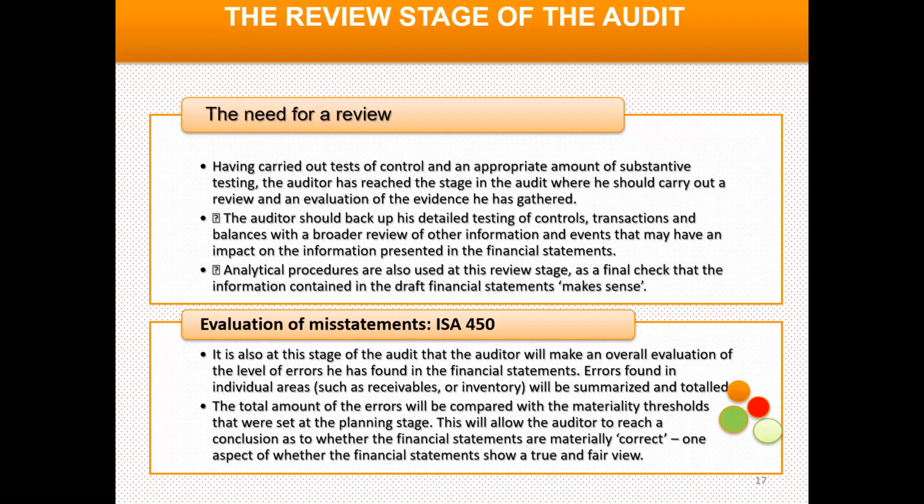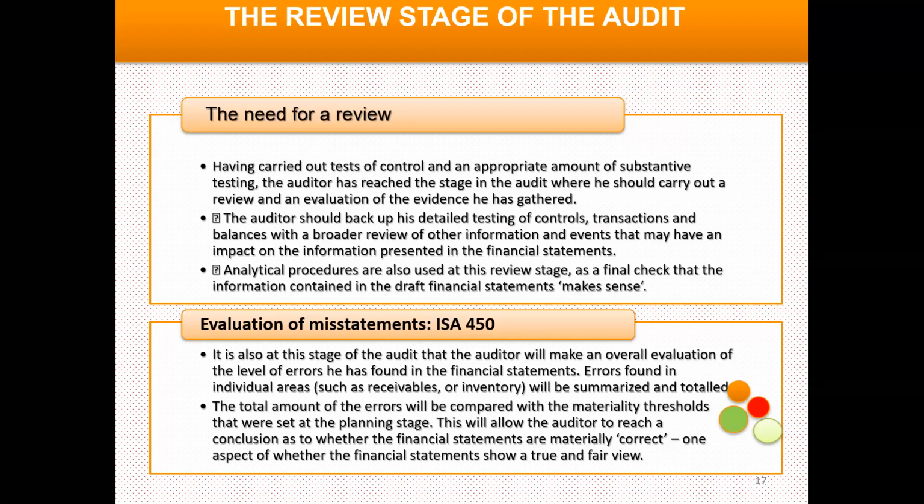Now let's look at evaluation of misstatements. Why are we talking about misstatements here? The review stage is also the stage at which the auditor makes an overall evaluation of the level of errors found in the financial statements. Errors found in the individual areas will be summarized and totaled. So all the errors, from receivables to inventory to bank, will be totaled.